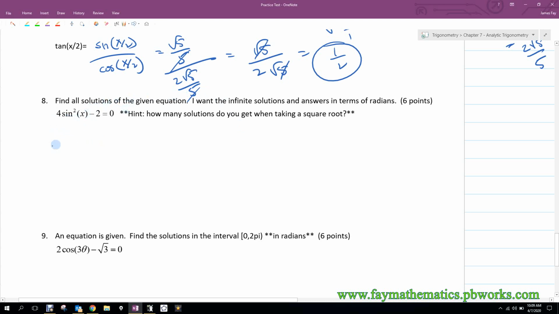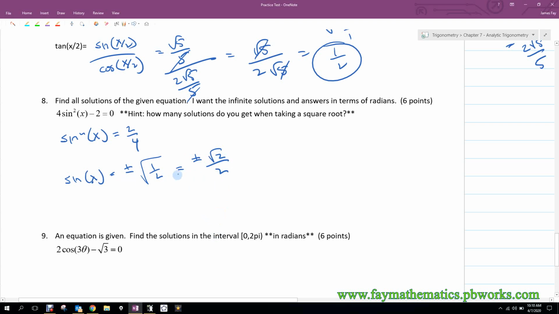We should add 2 to both sides and divide by 4. So I get sine squared x equals 2/4. Then I'll square root both sides, so I get sine of x. Now remember, when we square root, we get plus or minus, okay? And this is 1/2. So you get plus or minus the square root of 1/2. Well, that's plus or minus radical 2 over 2, okay?